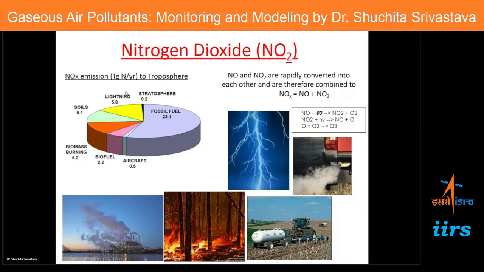Now one can ask how lightning contributes to the air pollution problem. Actually, in the lightning channel, the temperature of the air becomes very, very high, more than 2000 Kelvin. And at that temperature, it thermolyzes the oxygen and nitrogen present in that channel, and they react with each other and produce NO and NO2. So that is how lightning also contributes to NOx emission.